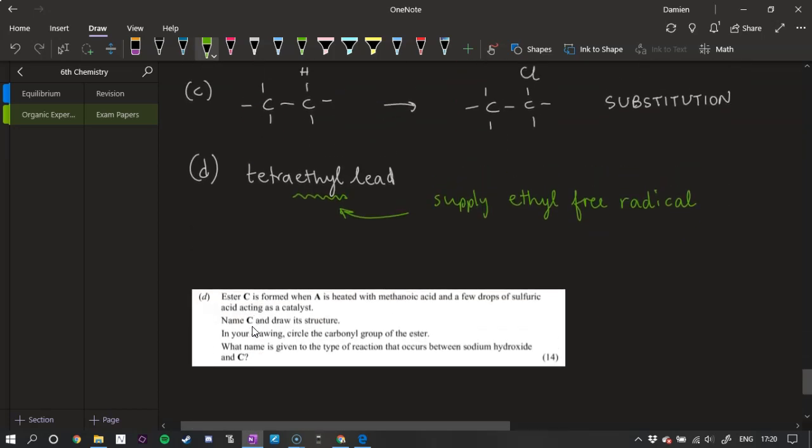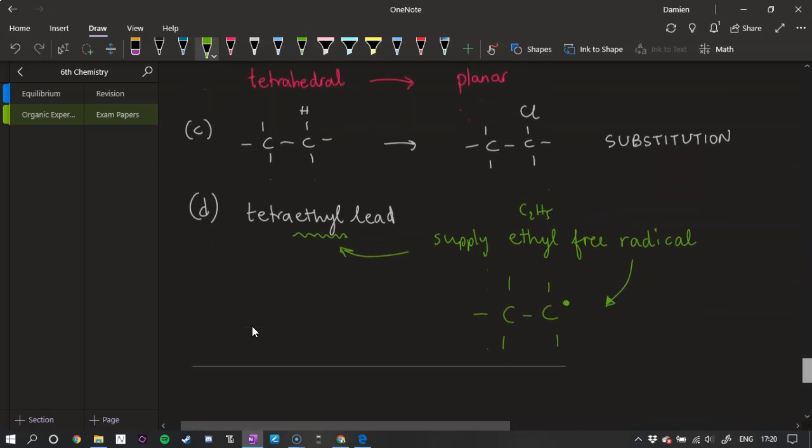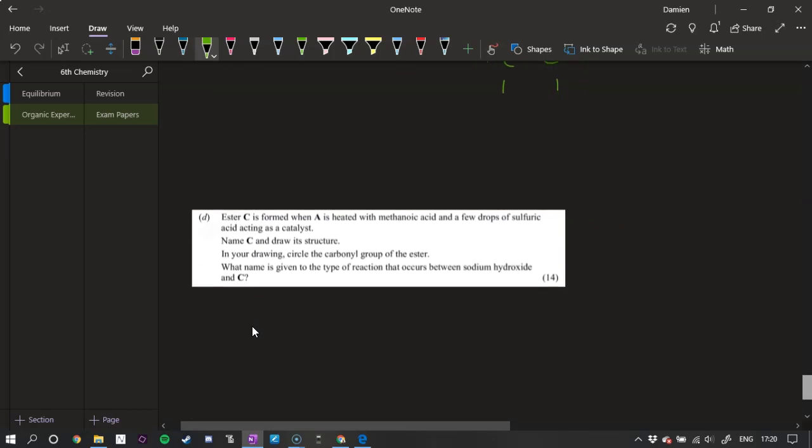So again, an ethyl free radical is something in this shape. Ethyl is C2H5, so you've C2H5 and that's it there. This is what gives you the ethyl free radical. Tetraethyl lead will produce more of these, and by producing more of these, that continues the reaction on. So that's the end of that particular question. Oh no, we still have part D.